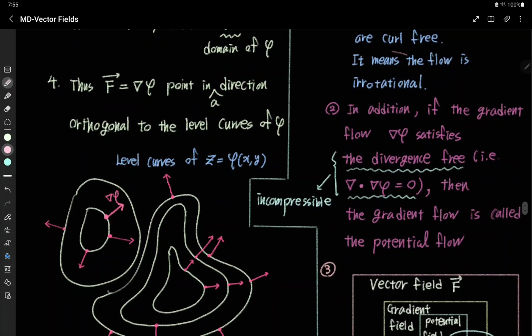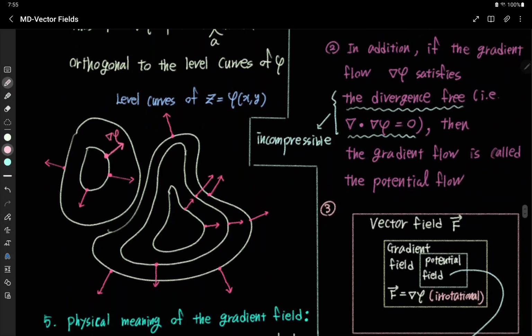So let's see this figure. Each curve represents a level curve of the potential function, and for every single point, we draw the vector orthogonal to the tangent at that point. These vectors represent the gradient of psi, which is the vector field, the gradient vector field.